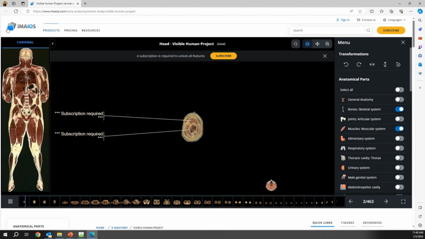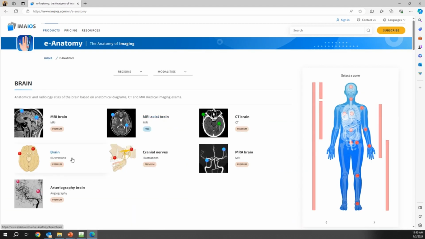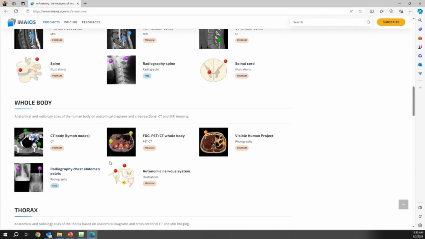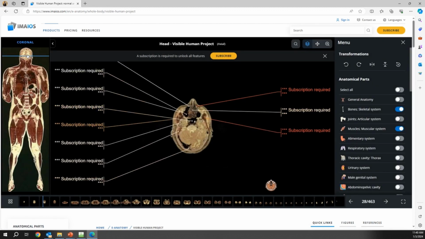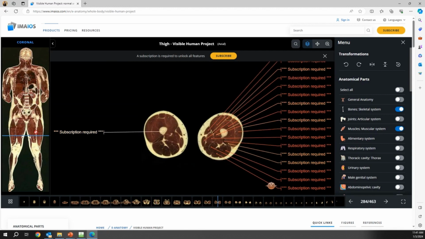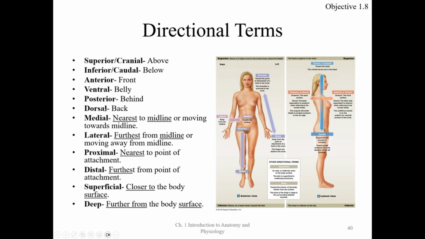If you want to use it, it's IMEOS eAnatomy. A great website, eAnatomy. And they have a whole lot of stuff. They have the whole body. You have to pay for it, but the Visible Human Project, it looks right now you have to pay to actually get all the parts and all the anatomy, but it's really cool. Okay.